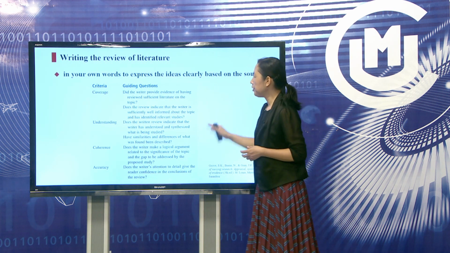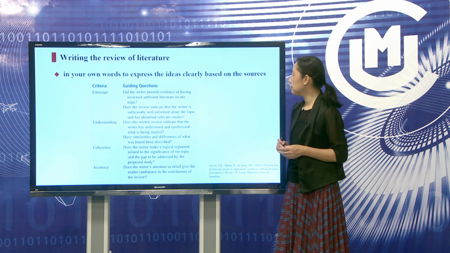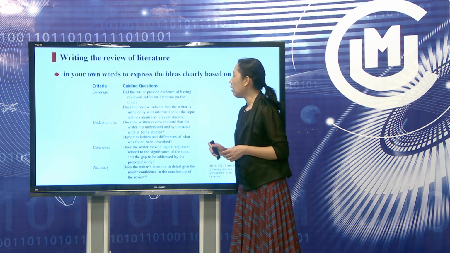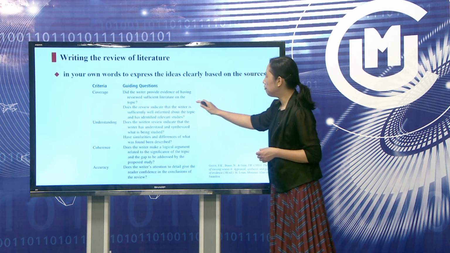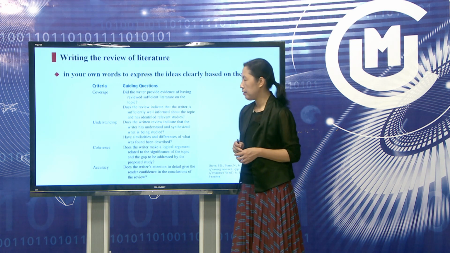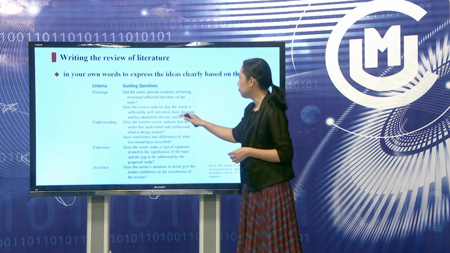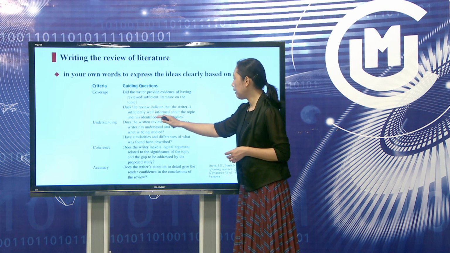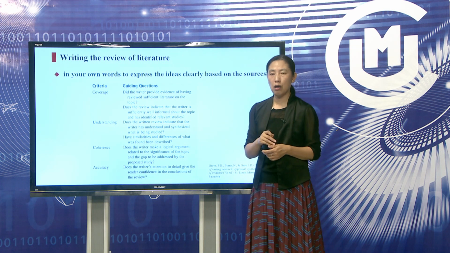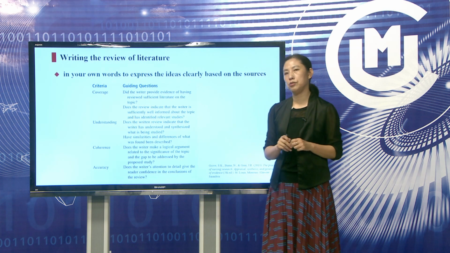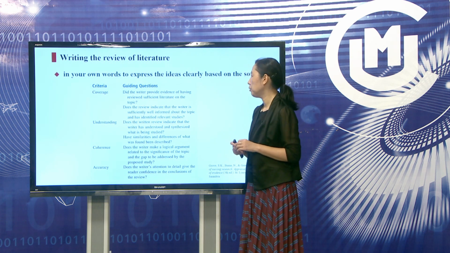And these criteria may help you to understand how to write a very good literature review. So you may ask yourself about the coverage. Did the writer provide evidence of having reviewed sufficient literature on the topic? Or does the review indicate that the writer is sufficiently well informed about the topic and has identified relevant studies? So you can use these criteria to critique your own literature review, or to critique others' literature reviews.